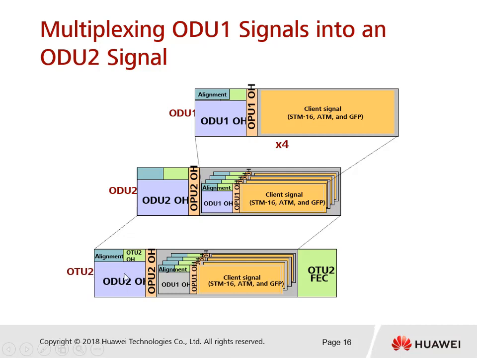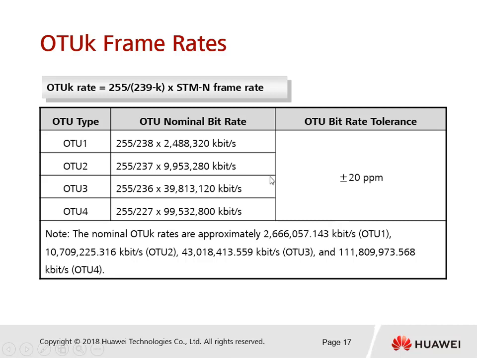Okay, so after we got the ODU2, then we add the ODU2 overhead. So this is one complete ODU2 frame. Here we have the ODU2 overhead, and finally here we have the FEC. So this is the complete OTU2 frame, and this frame size is 4 rows and 4080 columns.